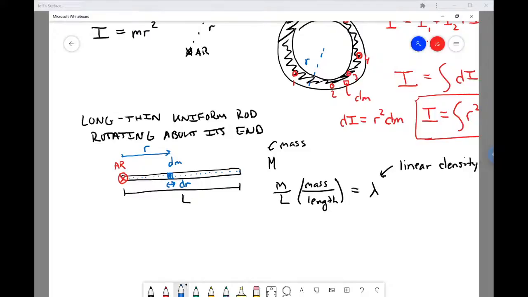To figure out the total rotational inertia, we've got to use this expression to integrate all these little tiny pieces of mass, all these little dm's, from the axis of rotation, the 0 point, to where r equals the length of the rod. So this integral becomes something like this. The limits of integration are 0 and L. So what's the problem with this integral as it sits right now? Does anybody know?